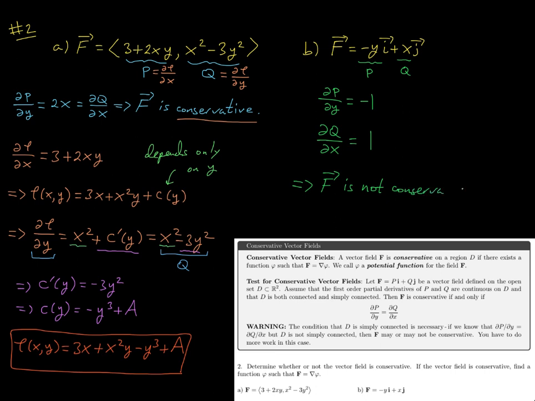Again, our domain is nice. This thing is defined over all of R2, which is simply connected. But since these things right here are not equal, we can conclude that the field is not conservative. Notice that this is the rotation field that we introduced back in section 15.1. We're going to be doing a lot with this rotation field and some variants of it in the next couple sections.